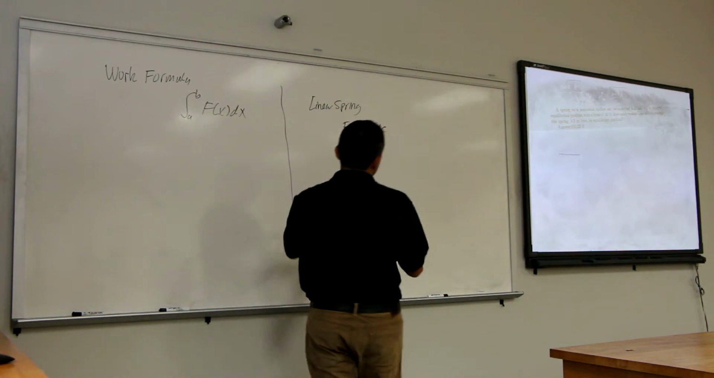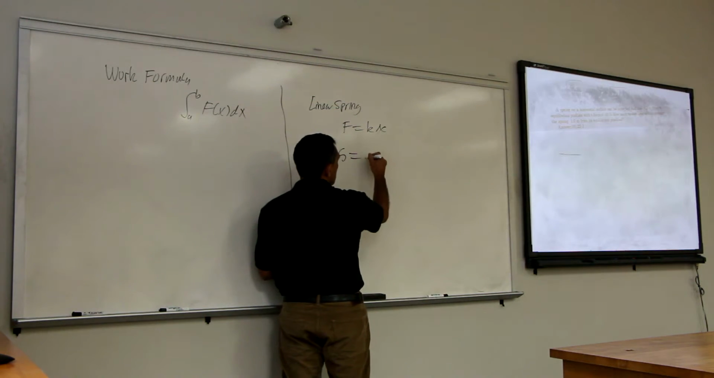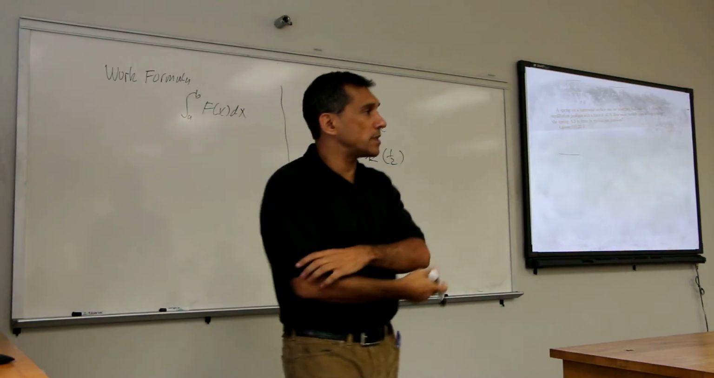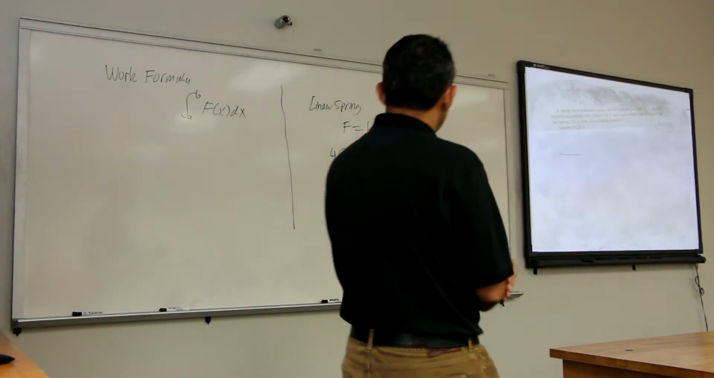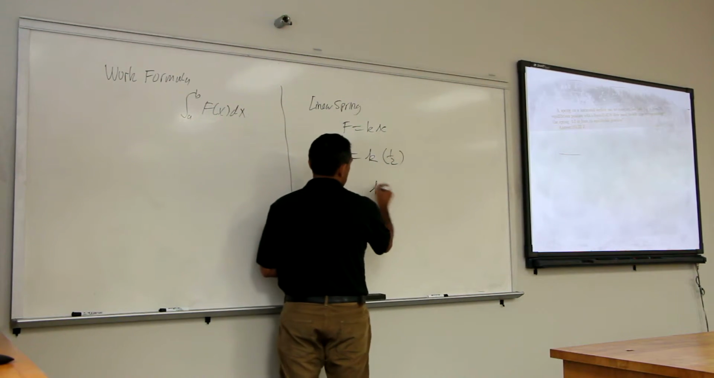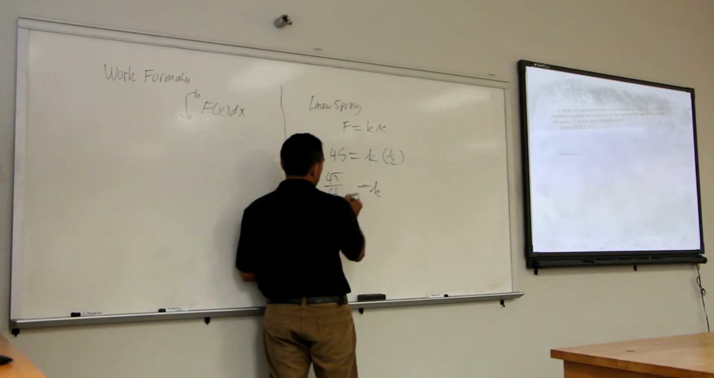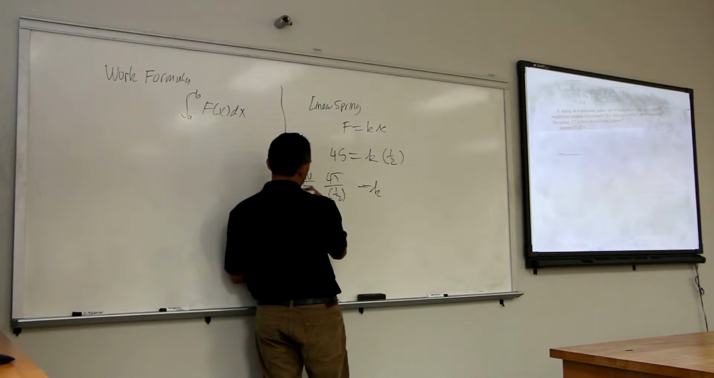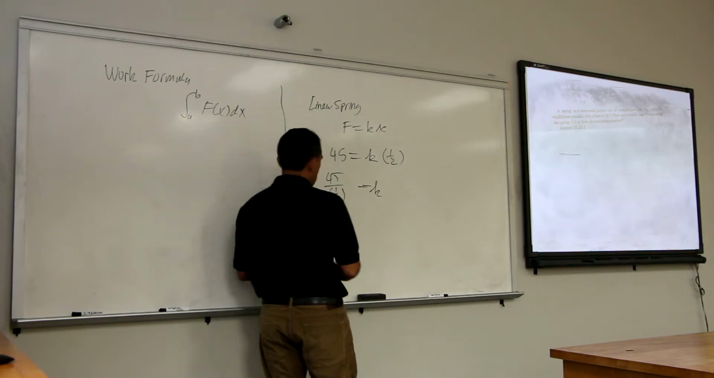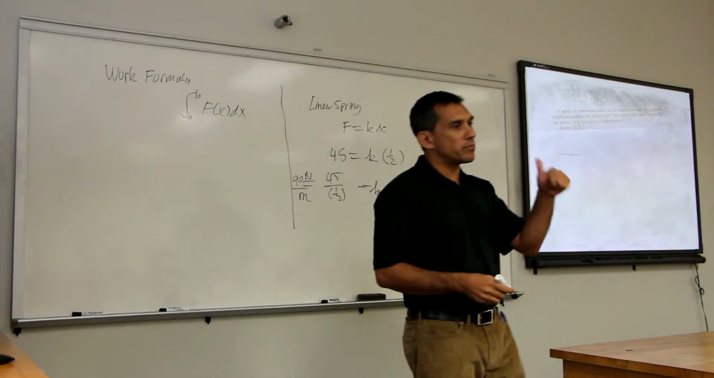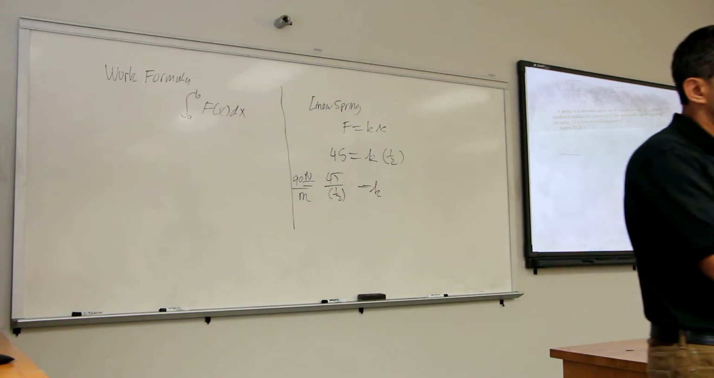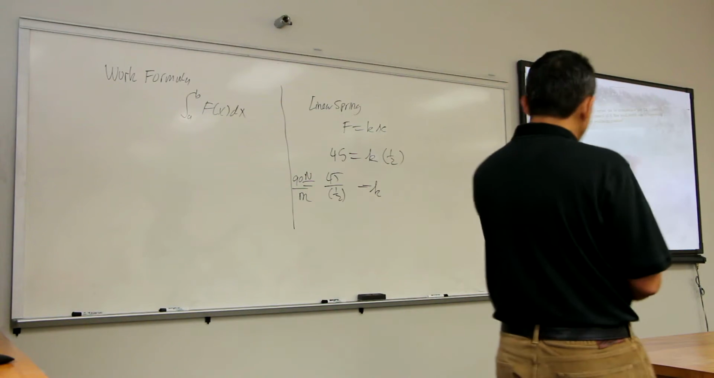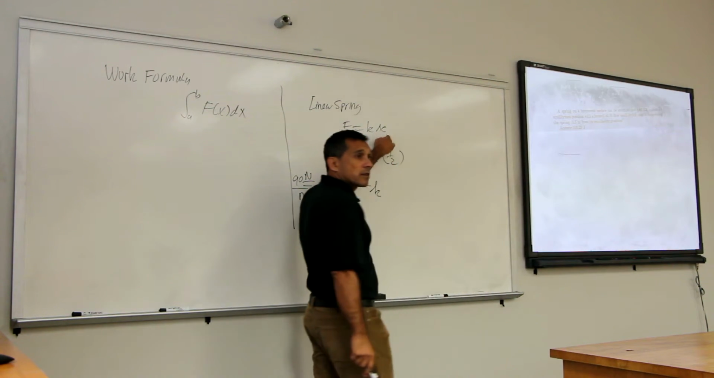So, when the force is 45, the spring will stretch half a meter. That is to say, your spring constant is what? Your spring constant is 45 divided by 1/2, which is 90 newtons per meter. To stretch the spring 1 meter, you will need to apply a force of 90 newtons. To stretch it half a meter, you will need 45 newtons. It's a linear spring.